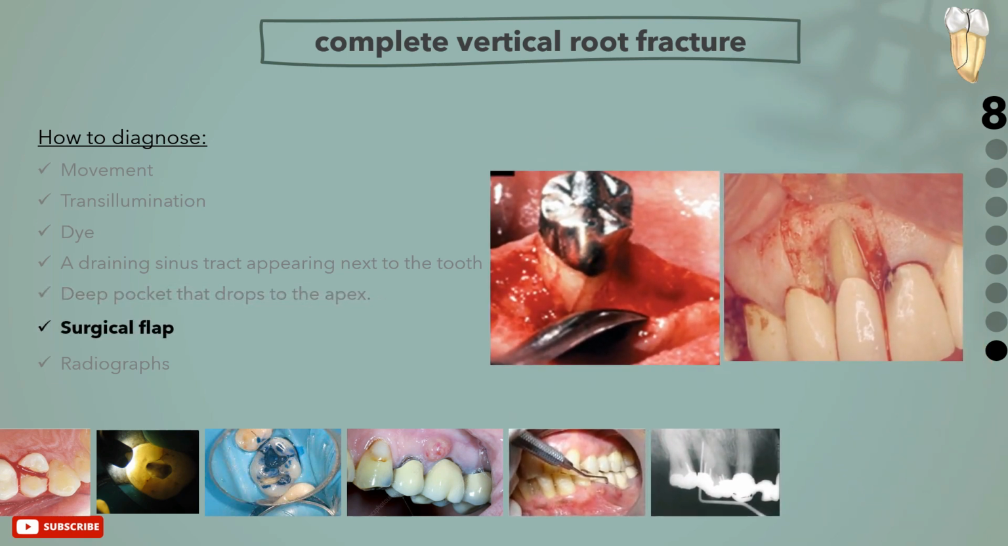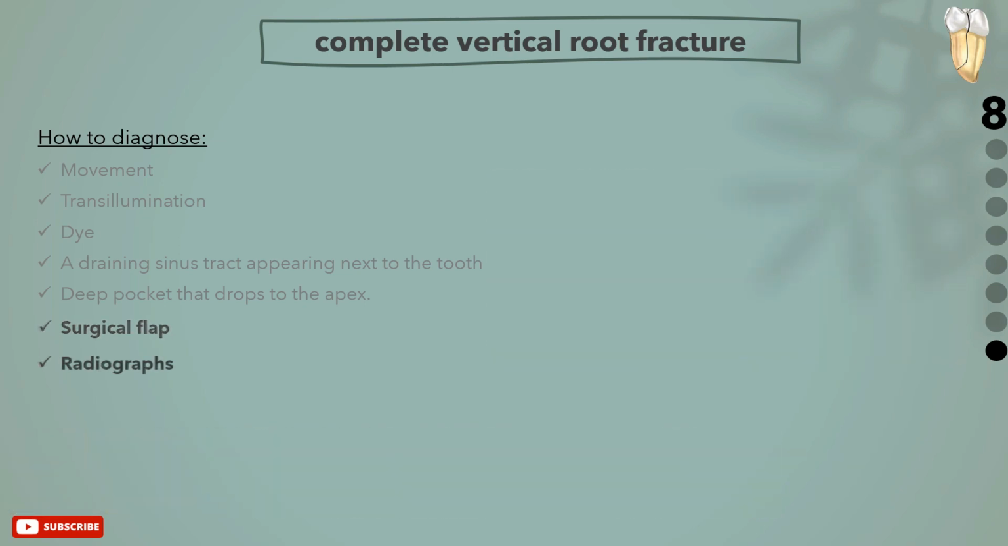A surgical flap can be used as a last resort to see if there is a vertical root fracture before you can decide to extract the tooth. Radiographs, which we will discuss in depth.